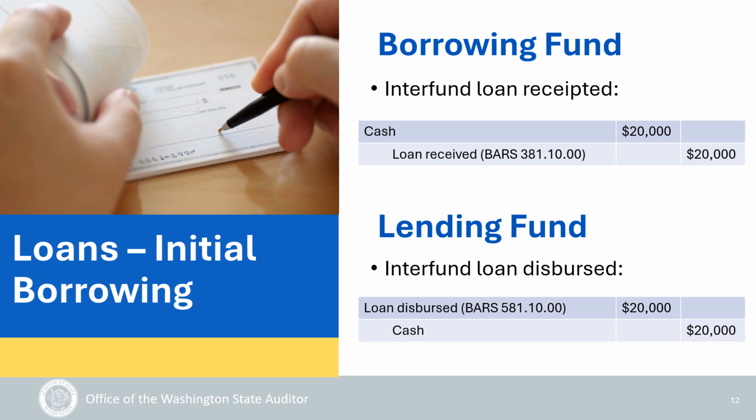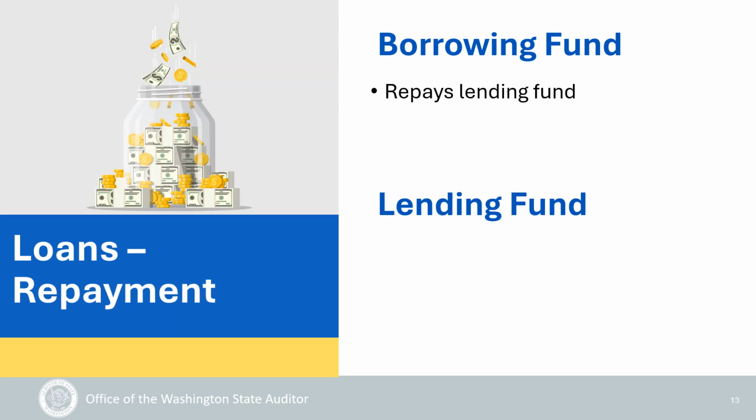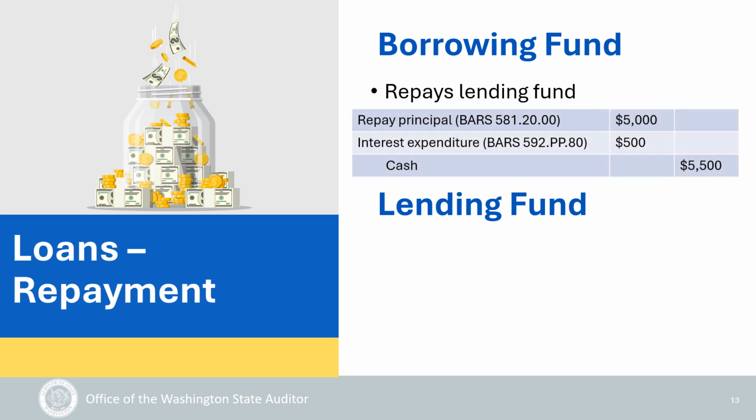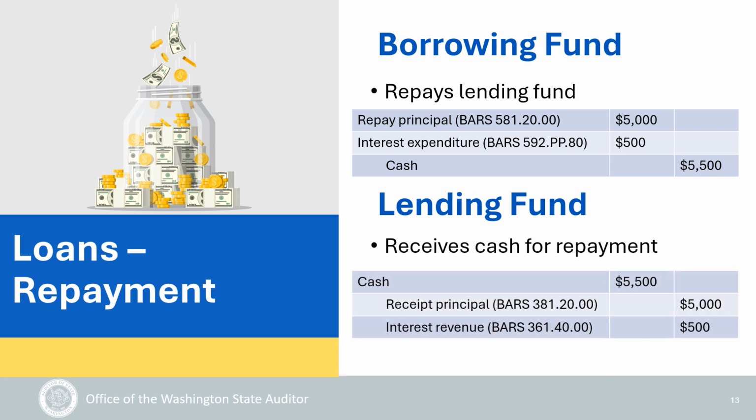Now that we've looked at the initial borrowing, let's take a look at the repayment. When the borrowing fund makes their repayments, the principal repayment is coded to BARS 581.20, and the interest is coded to BARS 592. The lending fund reports an increase to cash, and the principal amount received is coded to BARS 381.20. And the interest received is coded to BARS 361.40.